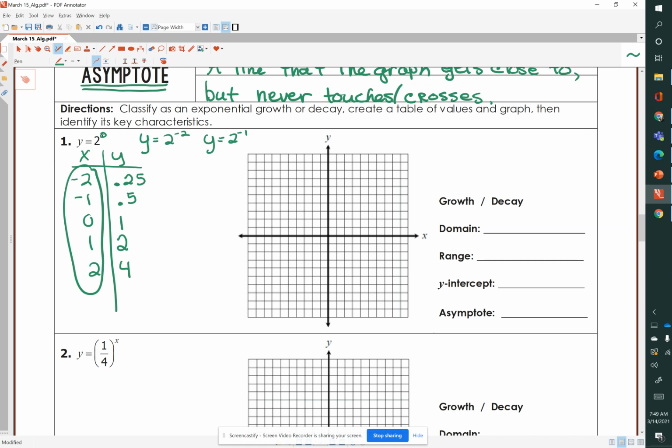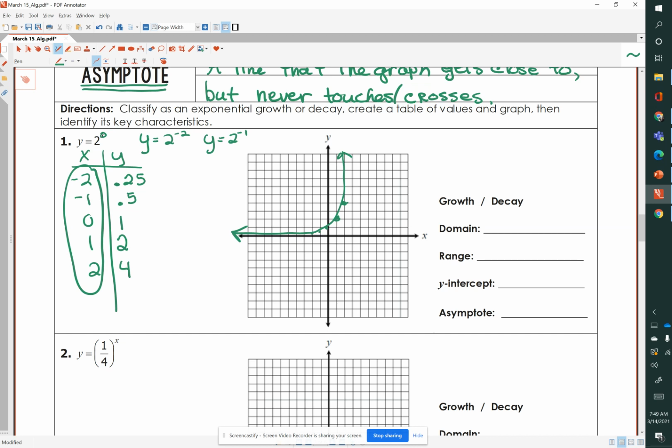So then we plot these points. So we've got 2, 4, 1, 2, 0, 1, negative 1, 1/2, negative 2, 1/4, and we can try to connect these with a smooth line.